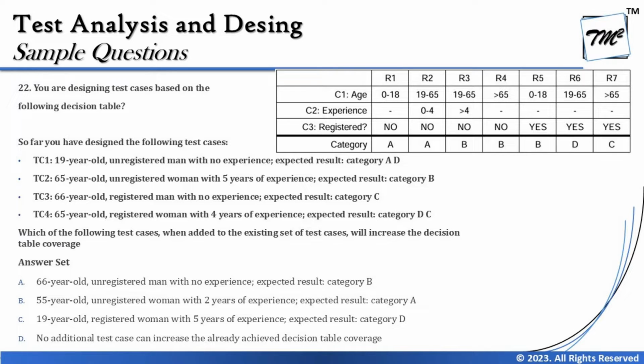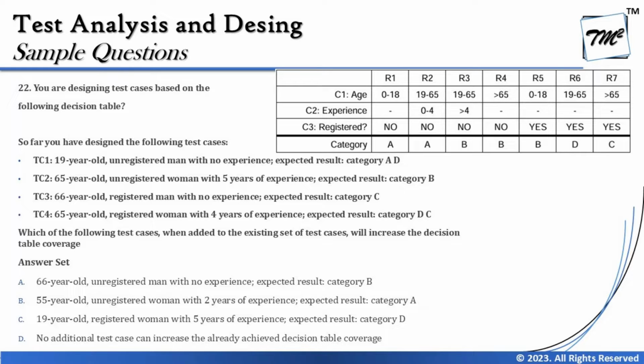Same way, TC3, a 66-year-old registered man with no experience, simply goes to R7. You can see 66-year-old there, and registered man, it is yes, and category C. And a 65-year-old registered woman with 4 years of experience, expected result is D and C, and this goes to R6, because in R3 65 years are there but unregistered says no. So R6 is getting fulfilled.